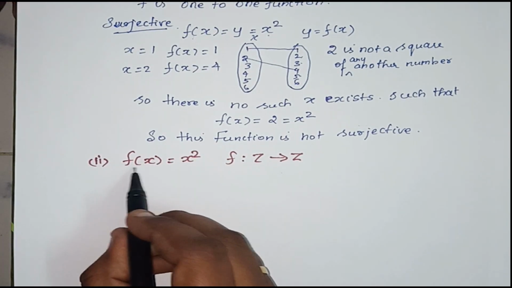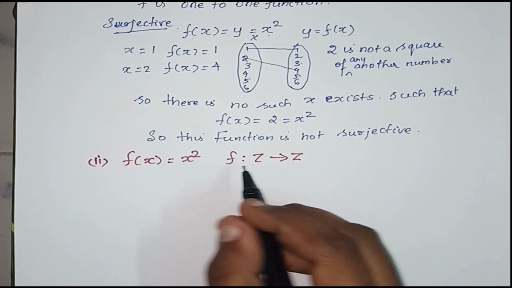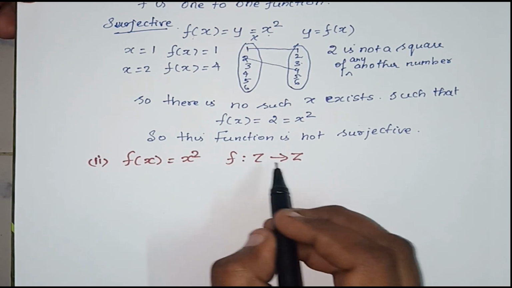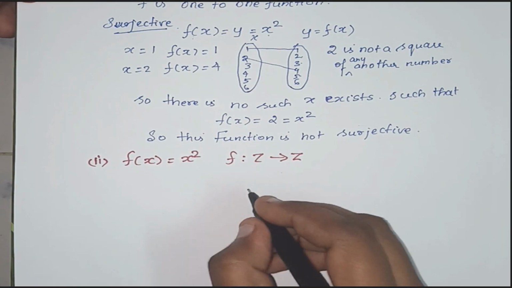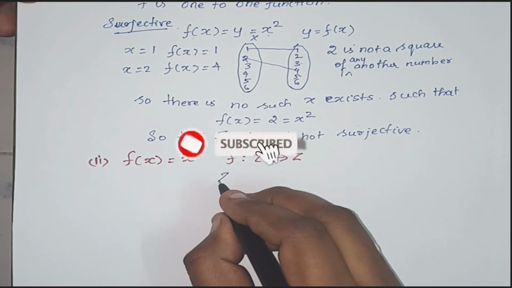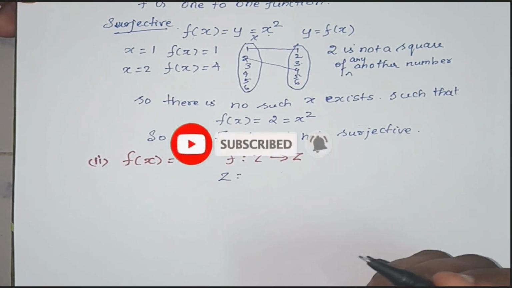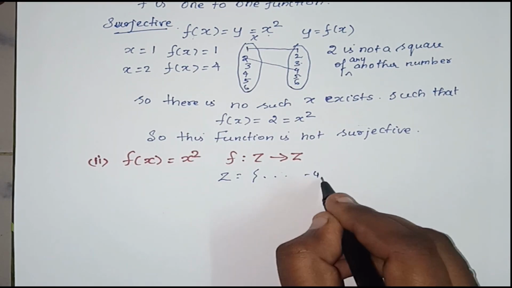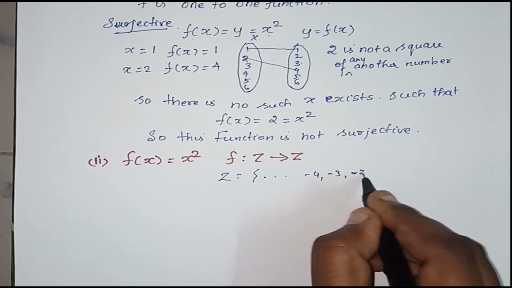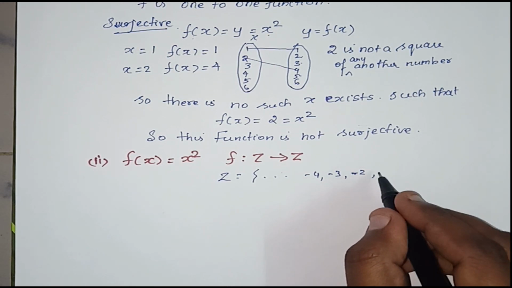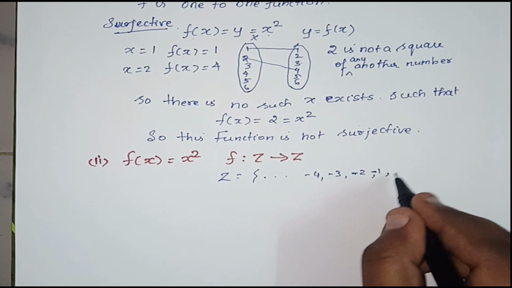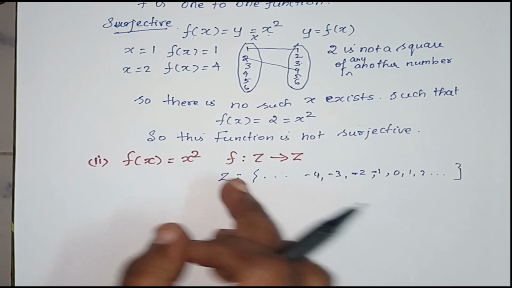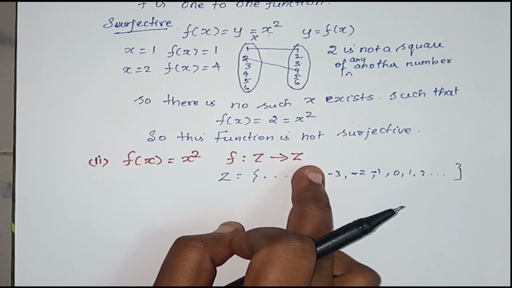Second part: f of x is the same thing, x square only, but f colon Z to Z. What is meant by Z? Z is nothing but the integers. Integers mean both positive values and negative values. For example, -4, -3, -2, -1, 0, 1, 2, 3, and that goes on. These are the integers. So x values are integers, y values also integers.